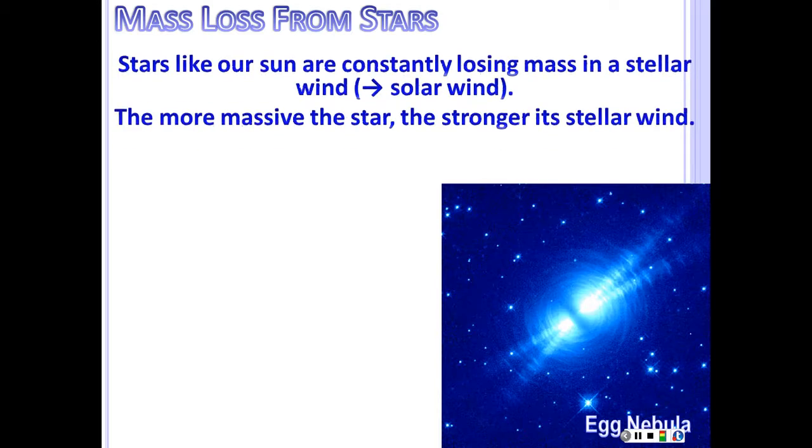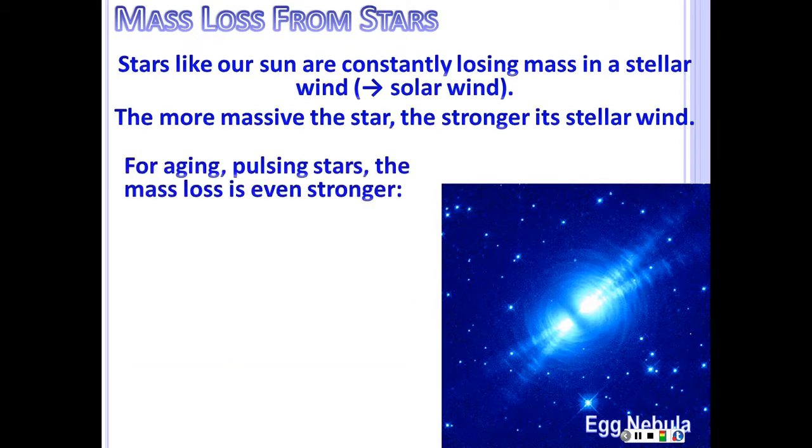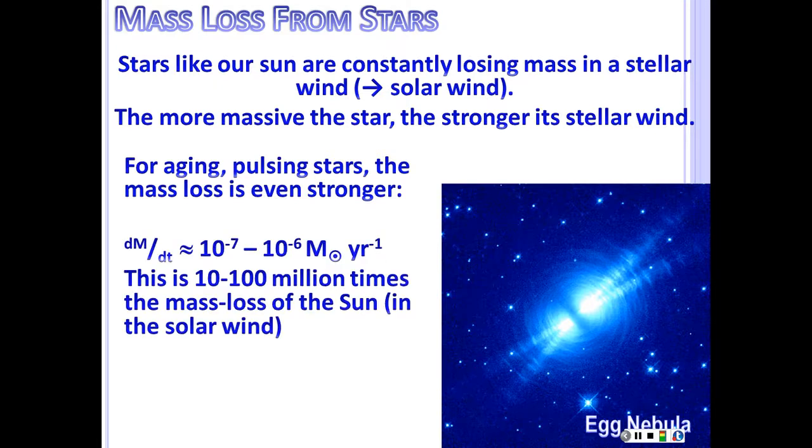Okay, so what happens next? Well, all stars lose mass. We've talked about this. The sun has a solar wind, and they're also using mass to turn it into energy. But for these stars that are more massive than the sun, they also have stronger solar winds. But once they get to this phase, when they're in the asymptotic giant branch phase, they lose mass even more strongly. And this is caused by various different things, but basically it's losing mass at about 10 to 100 million times the mass loss of the sun.